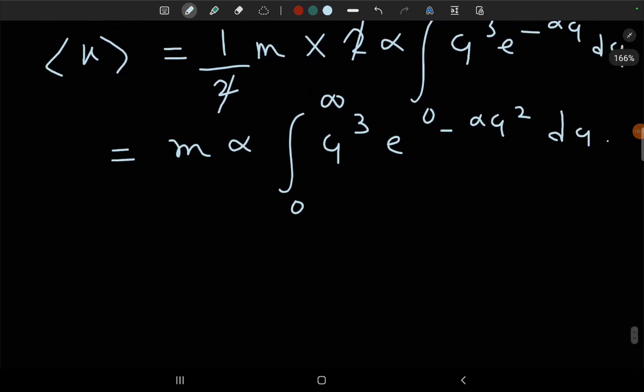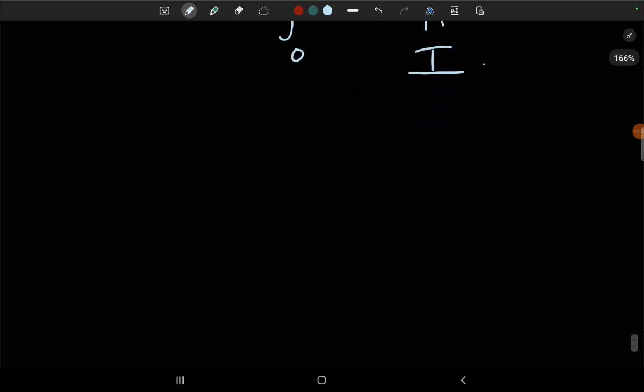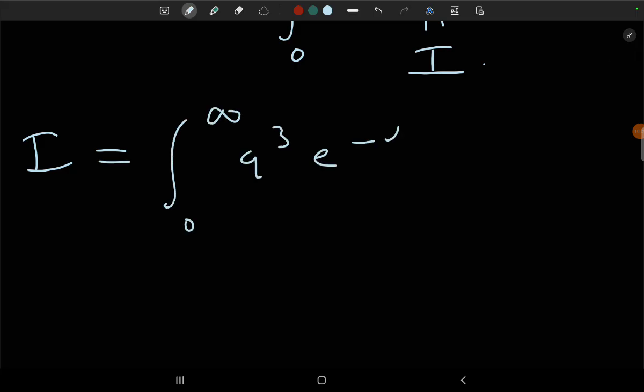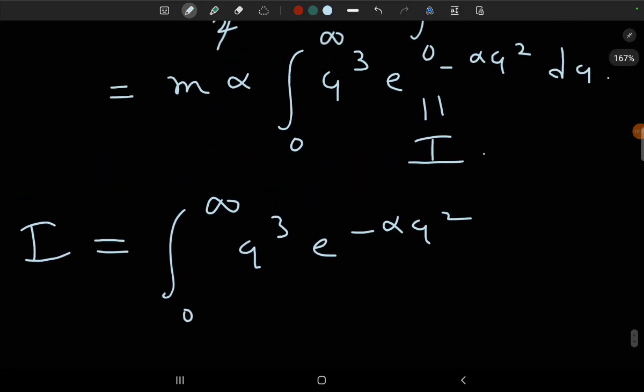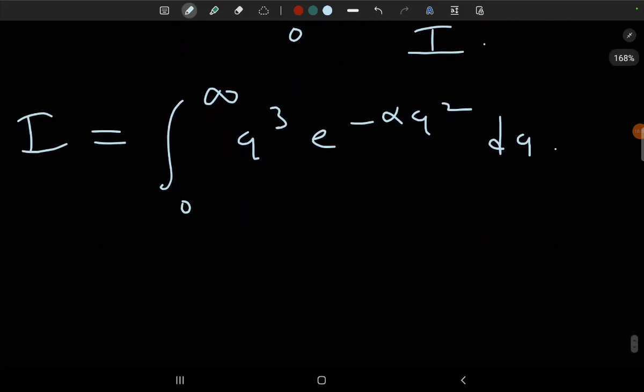So this is an integral that needs to be determined. Let's call this integral I. Our main focus is always on determining this integral I. How do we determine this integral? One way would be to solve it the standard way.